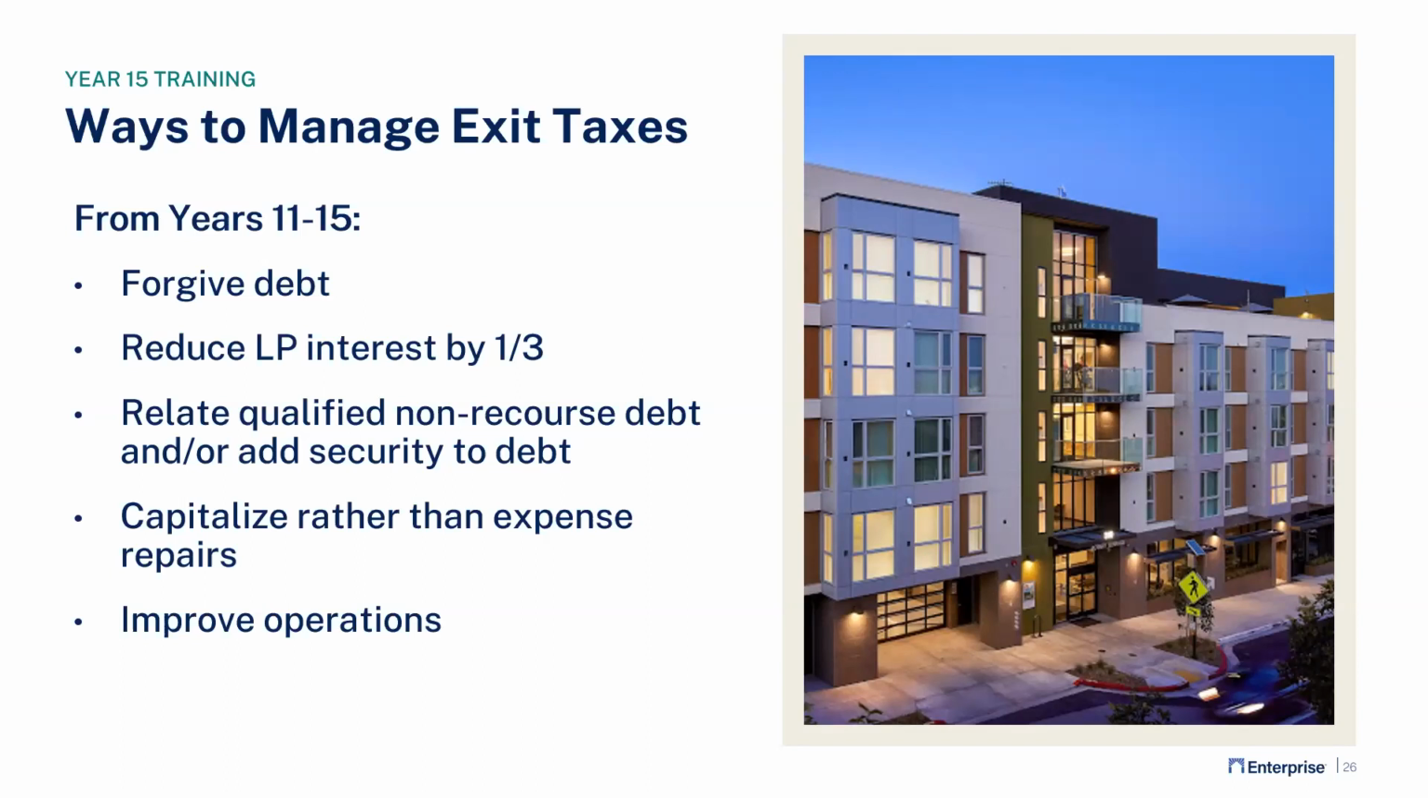Here are some ways to manage exit taxes. And it's important that this is done prior to year 15, because at year 15, it's too late. So we recommend looking at this between years 11 and 15. The first one here is forgiveness of debt. When we speak of the forgiveness of debt, I actually had mentioned that before, it allows the limited partners to take some additional losses so that they can take their credit. We're only speaking of.